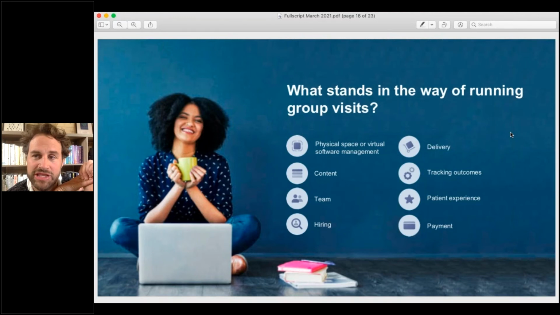What content is going to be delivered to these patients? You've got to think about the team. You've got to hire the health coach or someone to run it. You've got to deliver the service itself. Ideally, you want to be tracking the outcomes so you know whether this thing works or not. Then you want to make sure that people have a great experience, and you want to work out the payment. So these are all the things that you're going to have to work out.